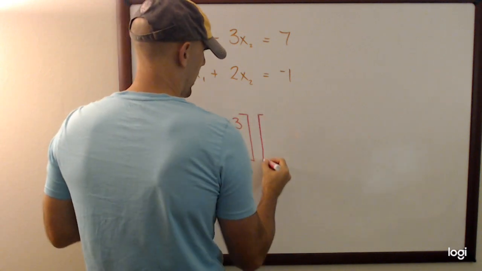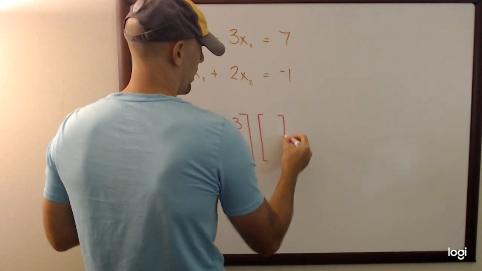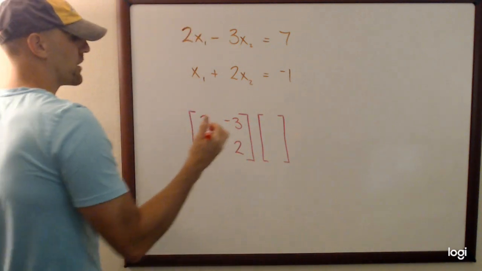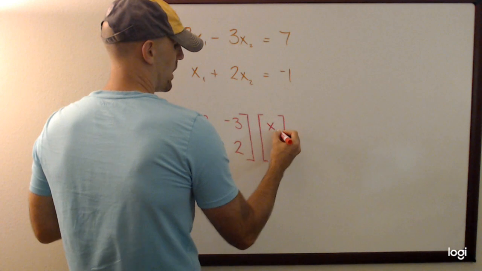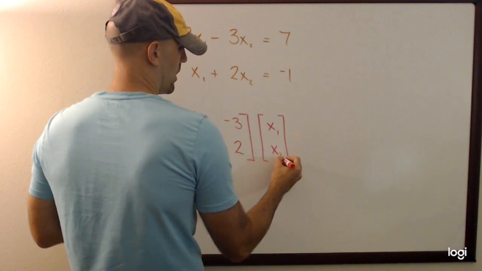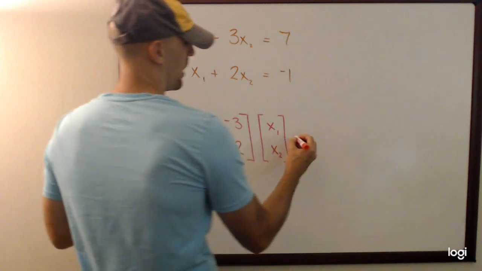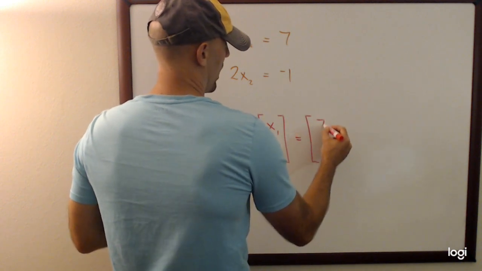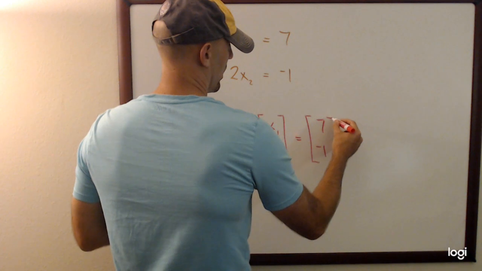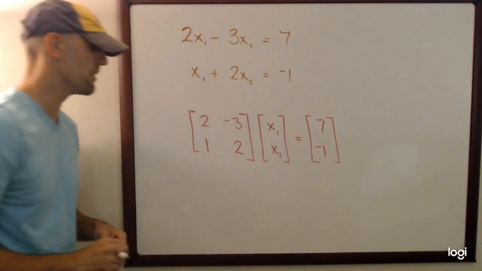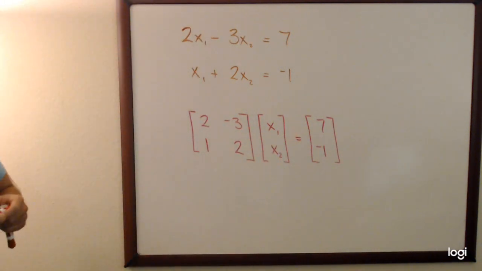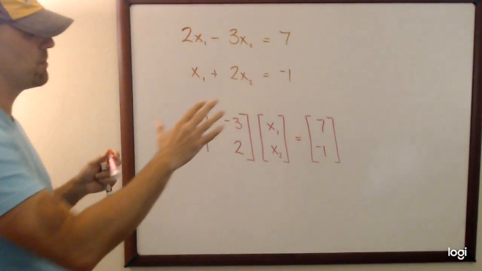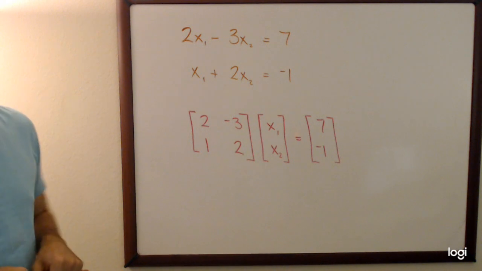And now I'm going to define here my unknown vector, or my variable vector, and I'm going to make this one x1 and x2. Okay? All right, and now I've got my constant vector. And now I claim that this and this represent the same form, right?